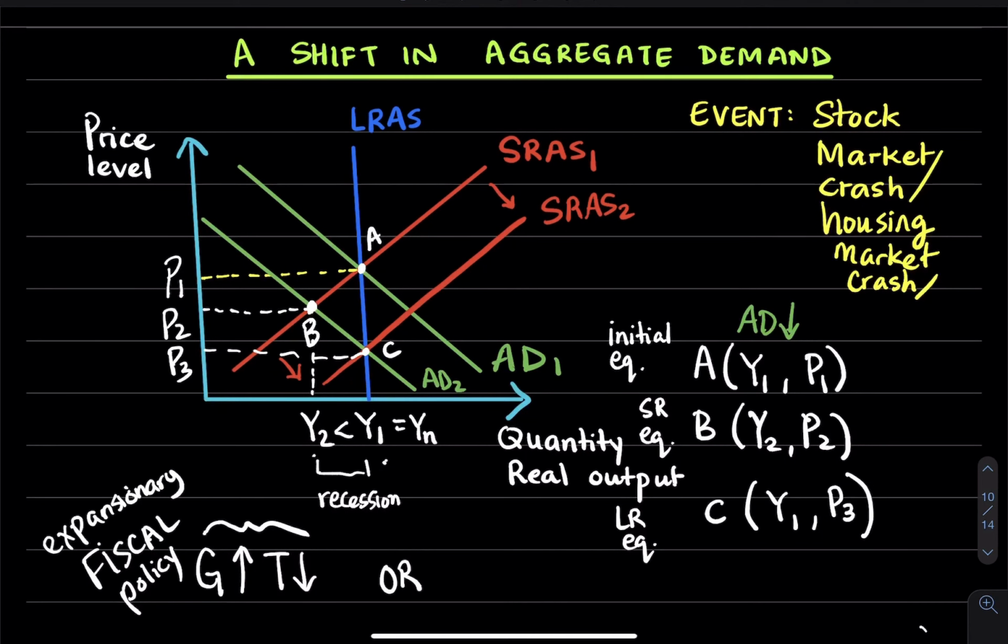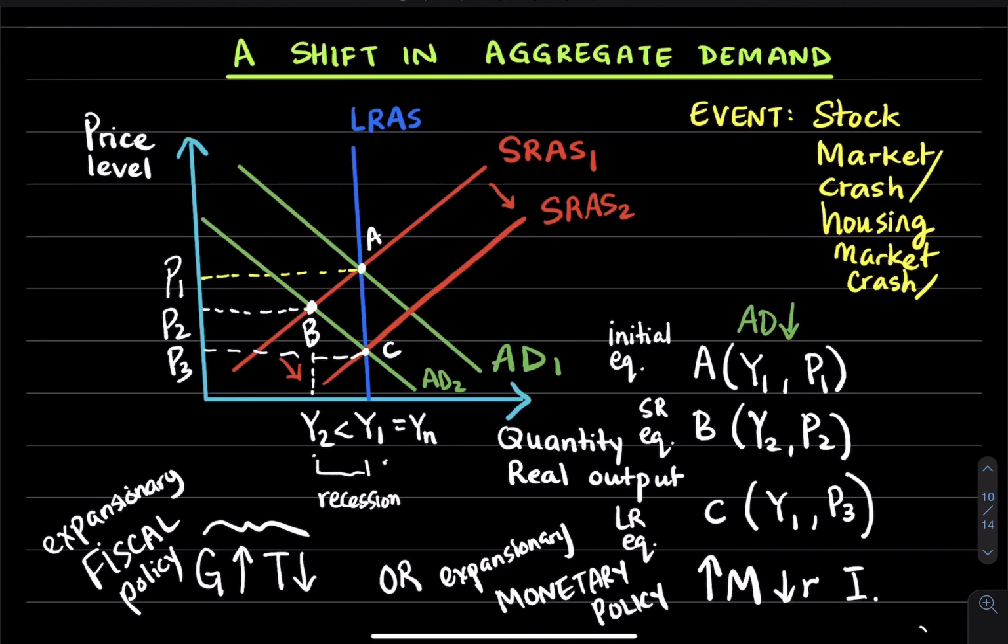Or aggregate demand can be stimulated by expansionary monetary policy. This could be done by an increase in money supply, which causes a decrease in the interest rate. And when the interest rate falls, investment increases, and that would increase Y. So you would move the aggregate demand curve back to point A from B if there was an expansionary type of policy.